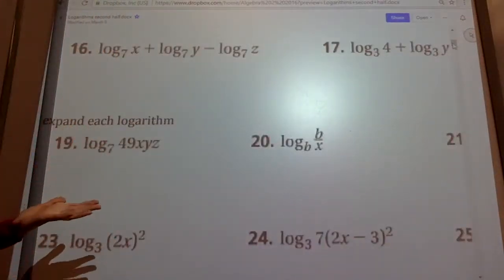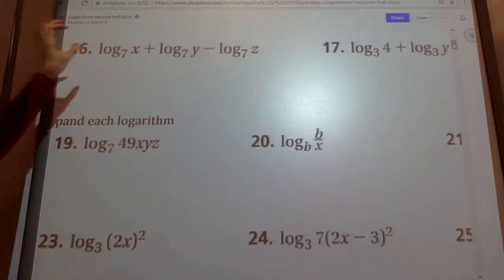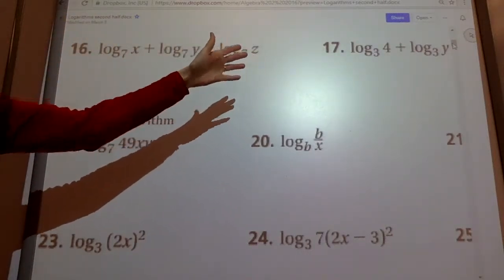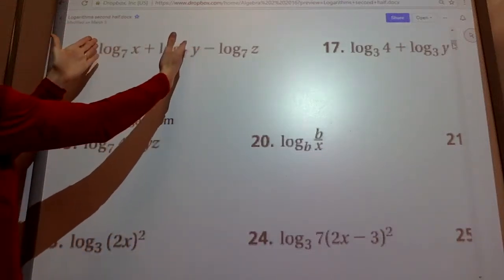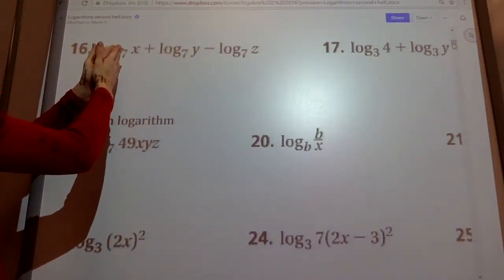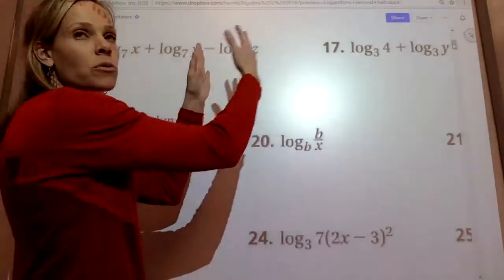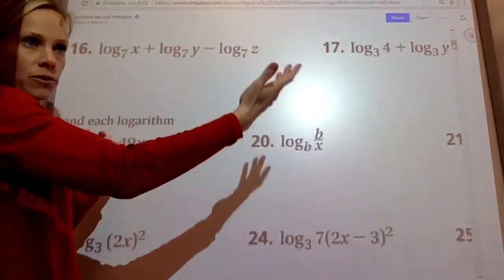When you have more than one, you're going to use your properties and you're just going to work left to right. So I'm going to put these two logs together and make that a single log, and then I take that log with the third one, combine those with the fourth, and so on. Okay, you just work left to right.